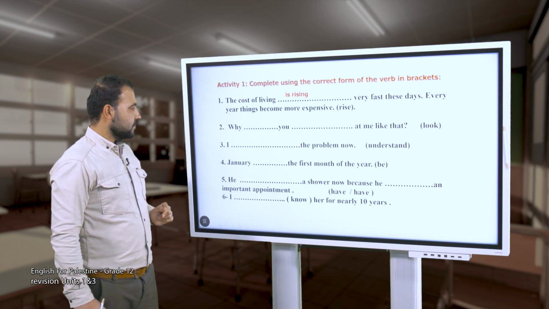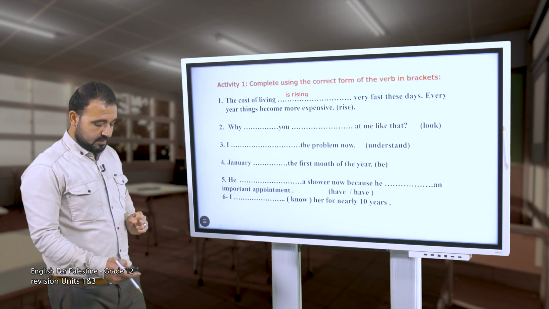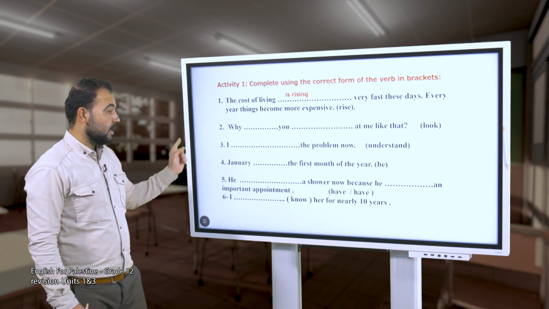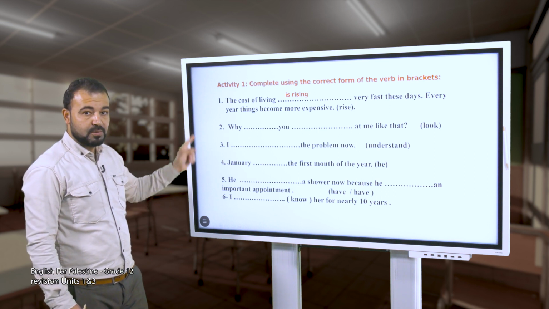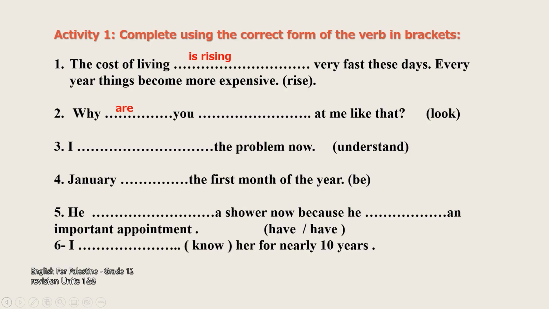Number 2. Why you at me like that? And we have to use the verb look. So what's the correct answer? It's a question. Notice here, it's a question. Why are you looking at me like that.